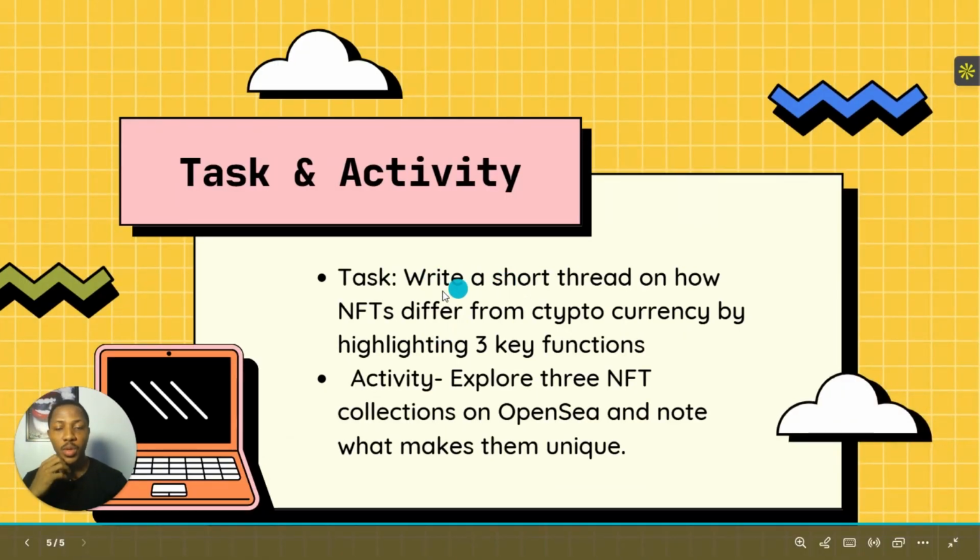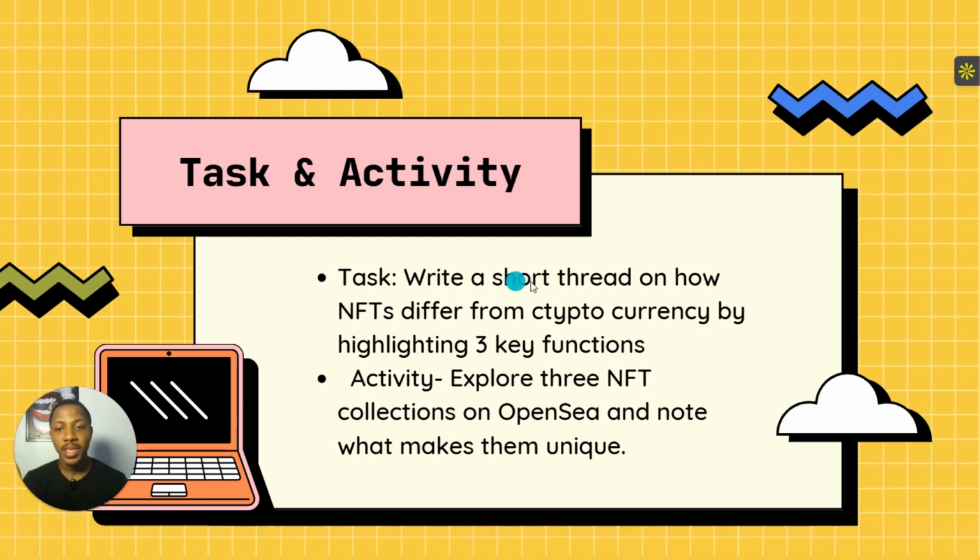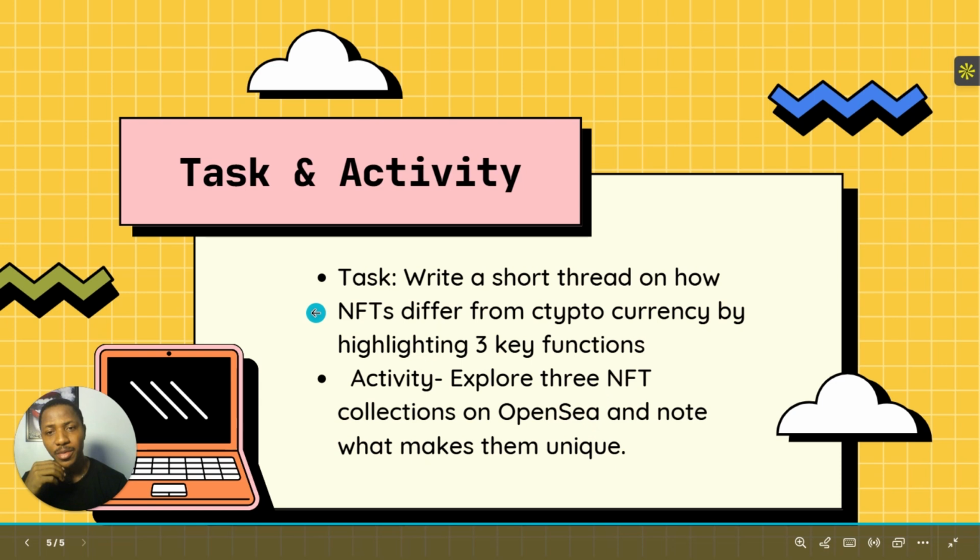So let's go forward. For the task and activities, you just have to write a short guide on how NFT differs from crypto by highlighting 3 key functions. You don't have to use the functions I used or the same words I used in the former slide. Then explore 3 collections on OpenSea. Go to OpenSea.com, then choose 2-3 NFTs and look at what makes them unique. Just research what makes each NFT unique.